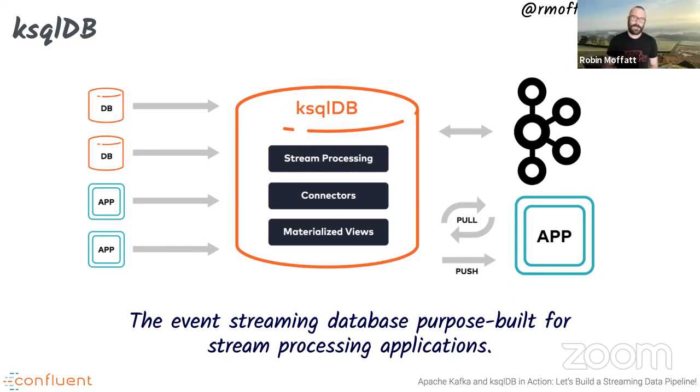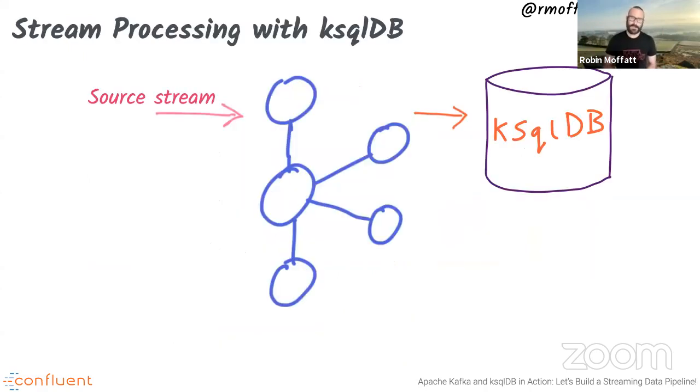But ksqlDB also exposes the state that it calculates. So if we've maybe built an aggregate, we define that aggregate in ksqlDB, ksqlDB maintains that stateful aggregate, and we can query it using a REST API. So we have data coming in from Kafka, we build an aggregate, and we can query that state directly from our application.